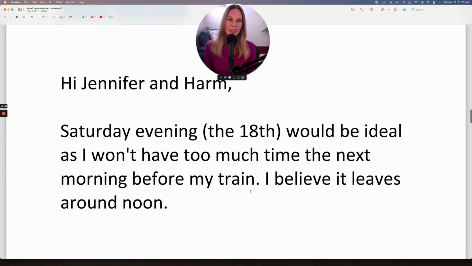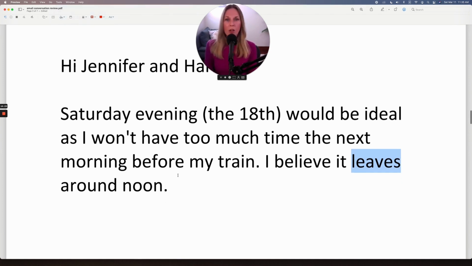I believe it leaves around noon. Yeah, that would be difficult because we would have to meet at 9:30, 10 a.m. No, even earlier, because if it leaves at noon, she would have to be at the train station at noon. So she'd probably have to leave the restaurant around 11 a.m. That would not leave a lot of time.